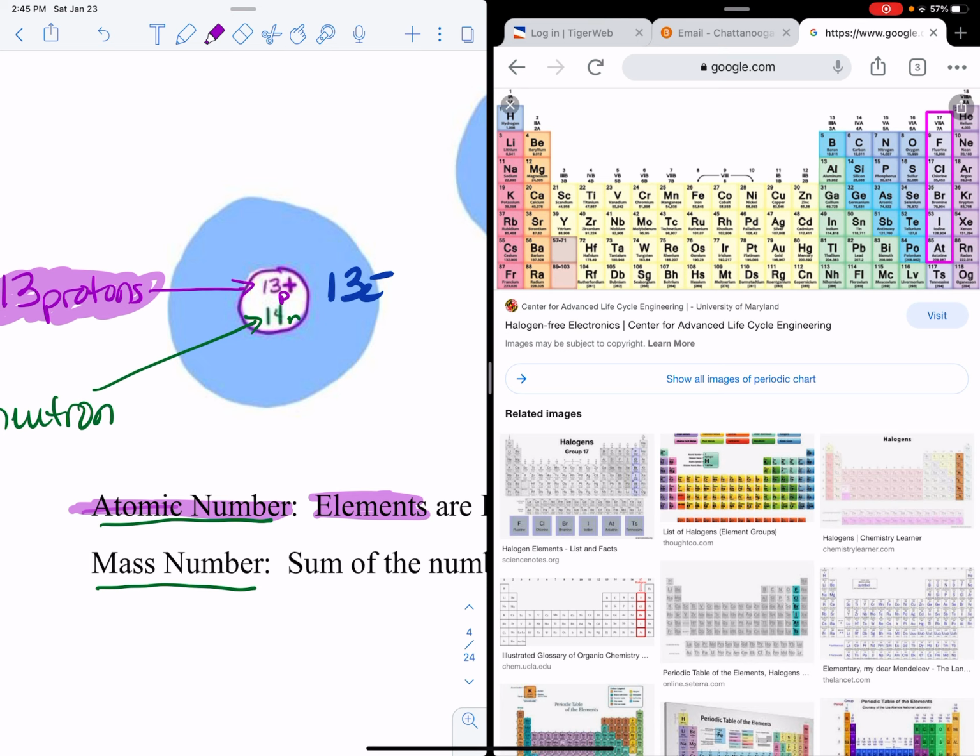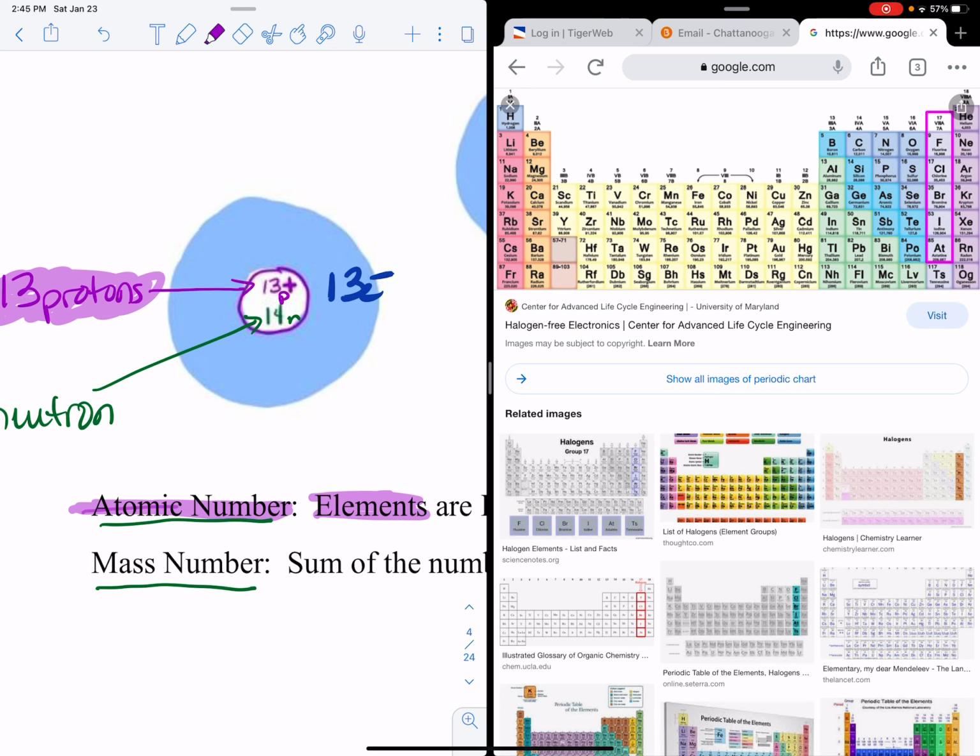The other thing you get from looking at an atom like this is something called the mass number. Now, this is not on the periodic chart. Atomic number is, but this is not. It's really easy though. It's just what you get when you add the protons and the neutrons. So it's the sum of the number of protons and neutrons. This might be kind of easy if we just draw a little line there. And we add those up, we get 27 is the mass number.